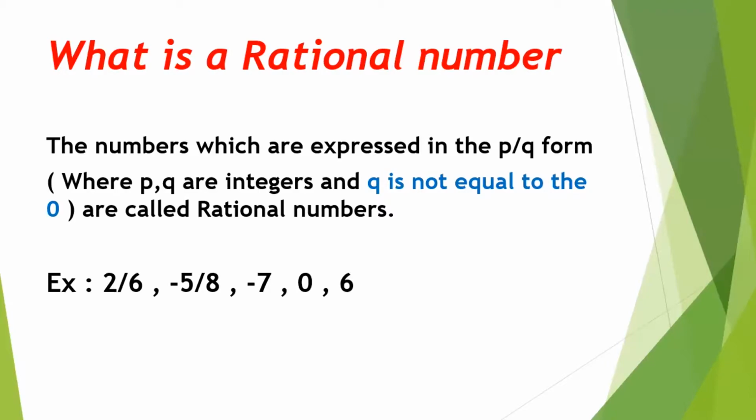Friends, is 0 a rational number? Yes, of course 0 is a rational number. Let me explain to you how 0 is a rational number. We can represent 0 as 0 by 1. In this condition, q should not be equal to 0, whereas p may be 0 or any other integer. Now, in this example, 0 is in the numerator, so this can be a rational number. And 6 is also a rational number.